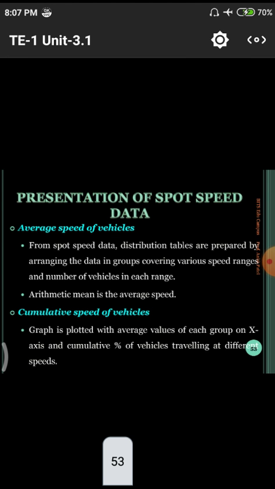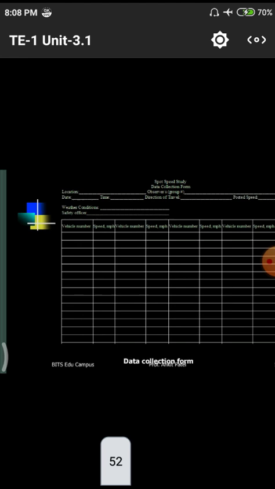First of all, we start from the spot speed data. Distribution tables are prepared by arranging the data in groups covering various speed ranges and the number of vehicles in each range. For suppose, the number of two wheelers moving at 30 kilometers, or a number of vehicles moving at 60 kilometers. They have to group how many vehicles are moving at 30 to 40 kilometers, then 40 to 50 kilometers, 60 to 70 kilometers, likewise grouping a particular quantity of speed, and how many vehicles are moving, using these tally sheets.